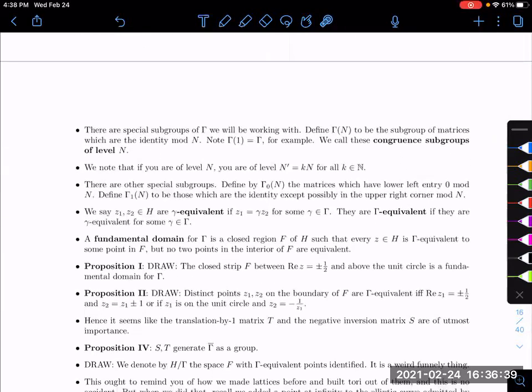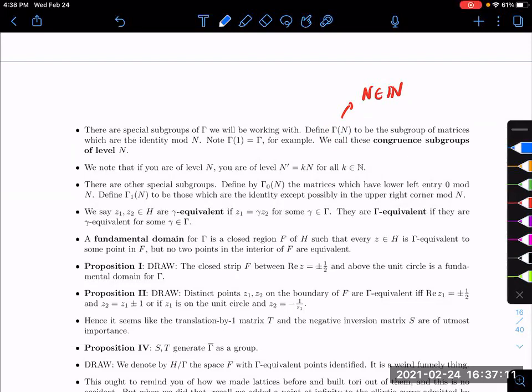Now, gamma is the big boy, SL2Z, but SL2Z, it turns out, has a lot of subgroups that we care about as well. There are a number of them. The first ones that I'm going to define are these so-called gamma of capital N's, where N is a natural number. What are these? These are the subgroup of SL2Z of matrices which are the identity mod N.